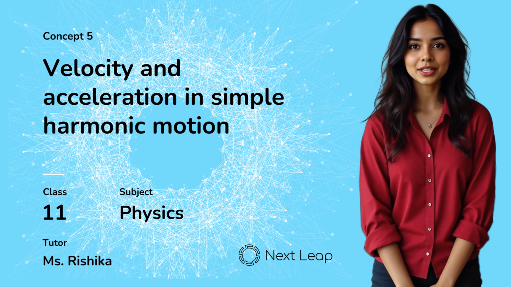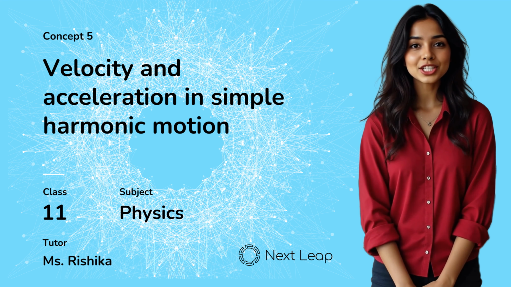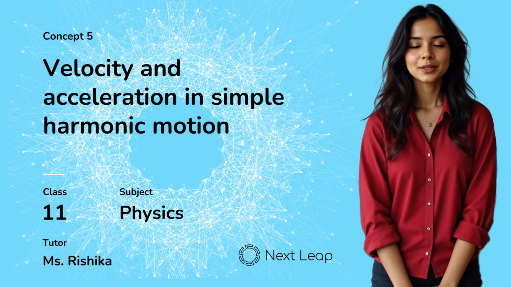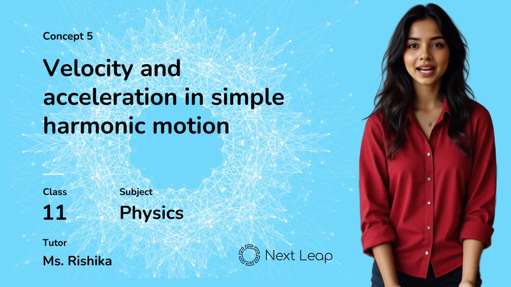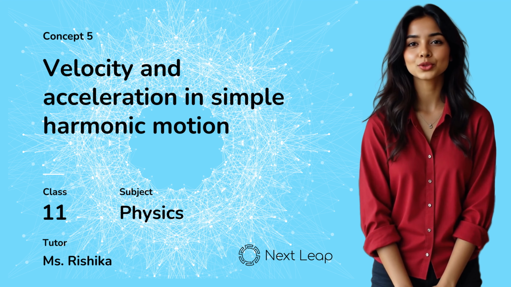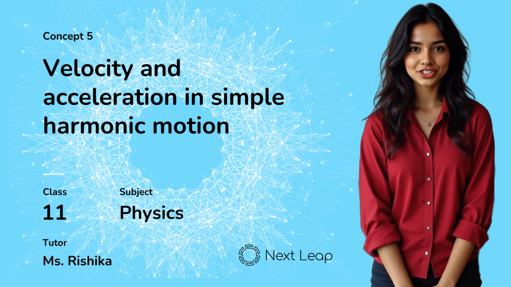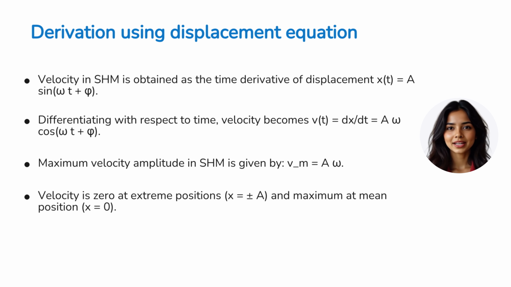Picture the displacement of a particle undergoing SHM. It's given by the equation x of t equals A multiplied by sine of omega t plus phi, where A is the amplitude, omega is the angular frequency, and phi is the phase constant. Now, velocity is simply how fast that displacement changes with time.